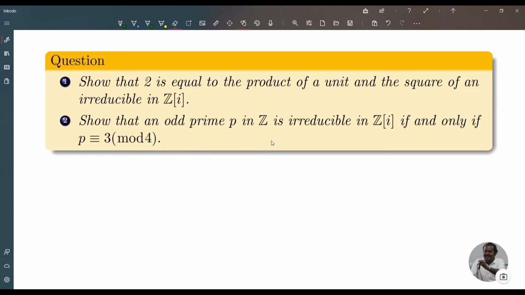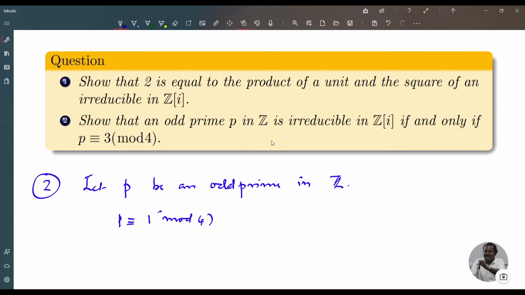Now we do question number 2. Show that an odd prime p in Z is irreducible in Z[i] if and only if p is congruent to 3 mod 4. Answer to 2. Let p be an odd prime in Z. Then you know that since p is an odd prime, p is congruent to 1 mod 4 or p is congruent to 3 mod 4.